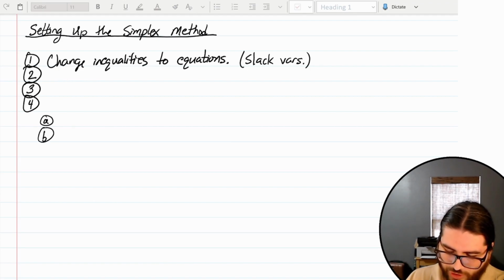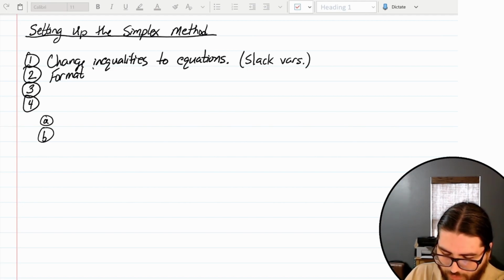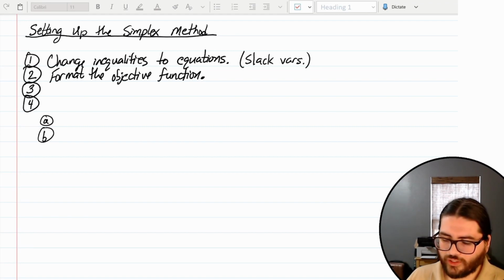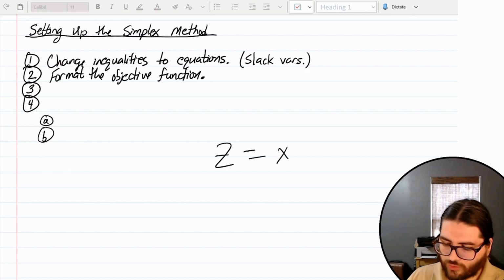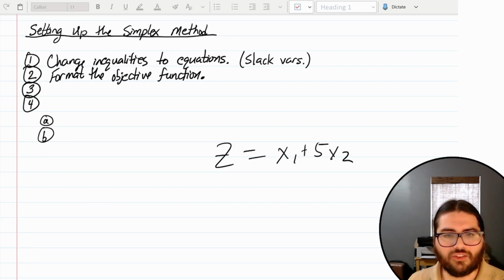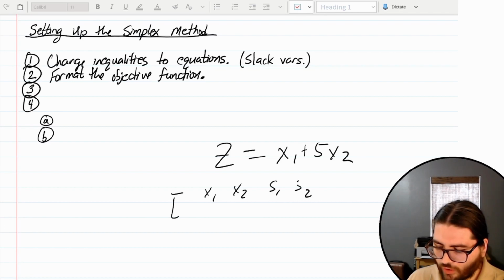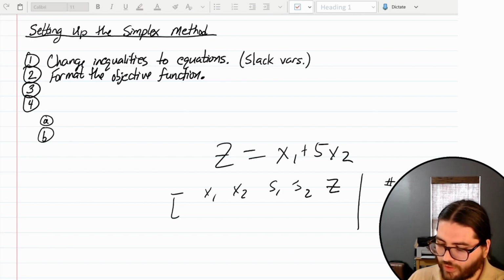I won't say change. We're not really changing the objective function. We'll format the objective function in a way that could go in our matrix. Remember, our objective function usually looked something like this: Z equals x1 plus 5x2, and we were maximizing this thing. But our matrix had x1, x2, s1, s2 all on the same side. And I'm going to put z on the same side when we go to the simplex method, and then the numbers on the other side.